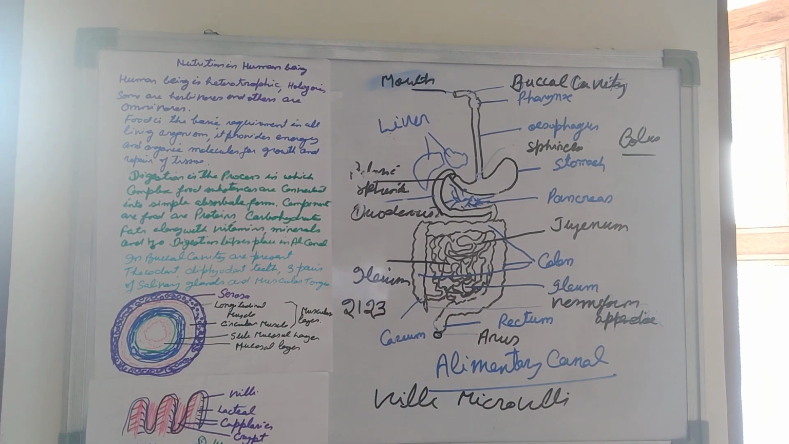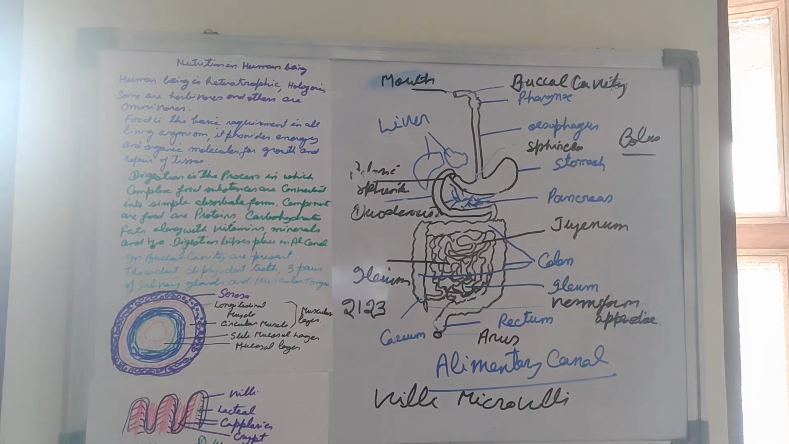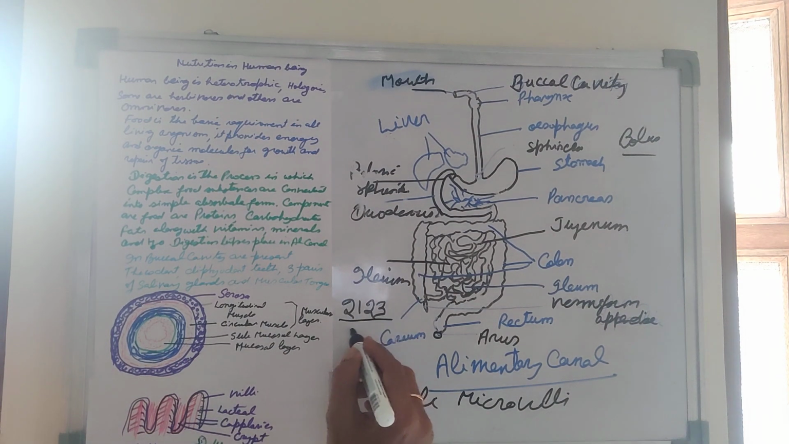So they are written as 2, 1, 2, 3, which means the dental formula: in each half of the jaw, 2 incisors, 1 canine, two premolars and three molars are present. You can write this as 2, 1, 2, 3 by 2, 1, 2, 3. This is the dental formula.